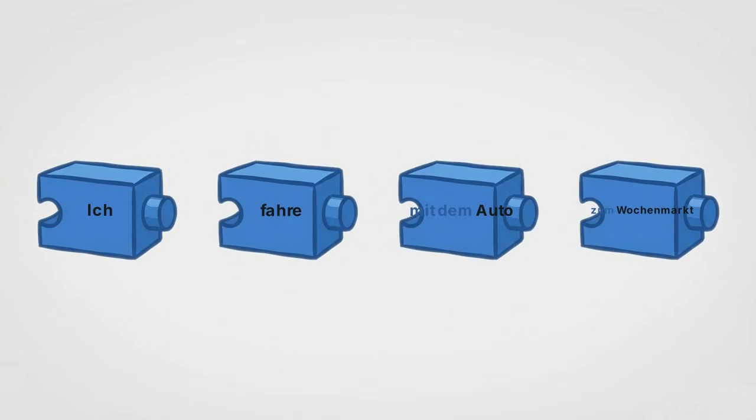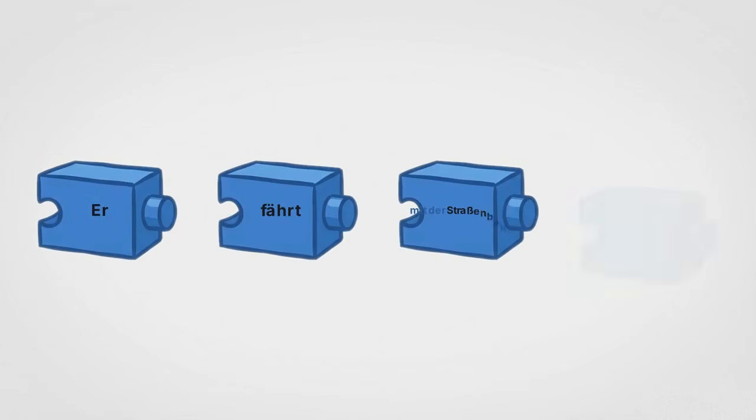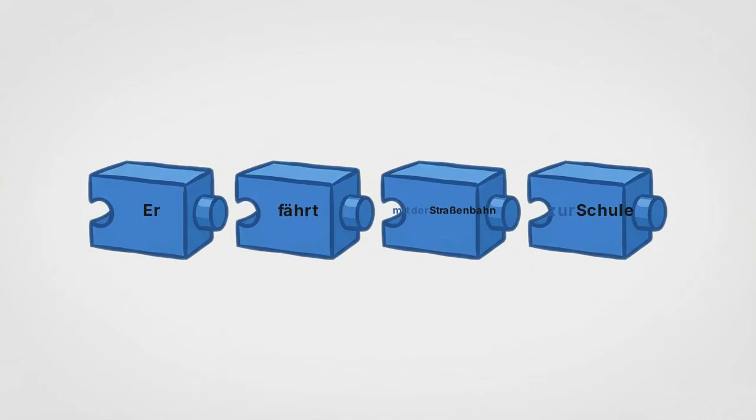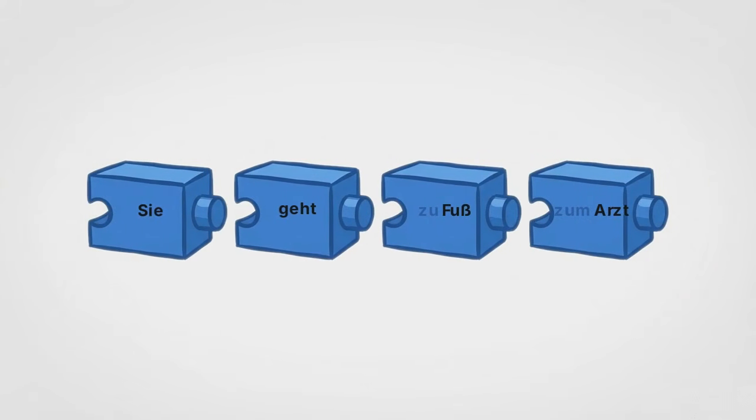Let's construct our first examples step by step. Ich fahre mit dem Auto zum Wochenmarkt. I travel by car to the farmer's market. Let's try another one. Er fährt mit der Straßenbahn zur Schule. He travels by tram to the school. And finally, let's incorporate our walking exception. Sie geht zu Fuß zum Arzt. She goes on foot to the doctor.